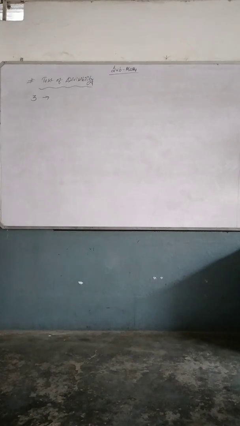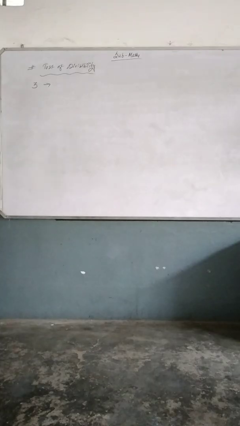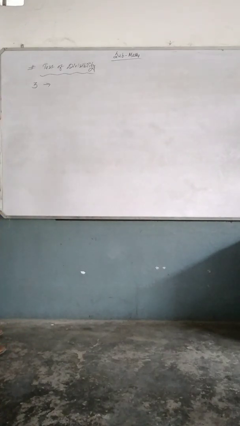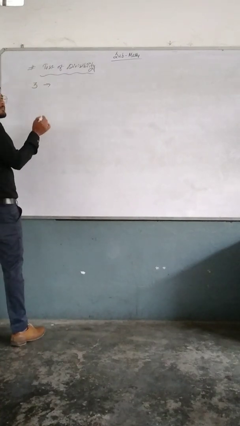Now next is by 3. Let us check by 3. Now this one is a little bit different. Now next, 3 is also very easy. Until and unless you pay attention, it will be very difficult for you. But if you pay attention, it will be very easy. Yes, mathematics is very easy. Now let us check by 3.